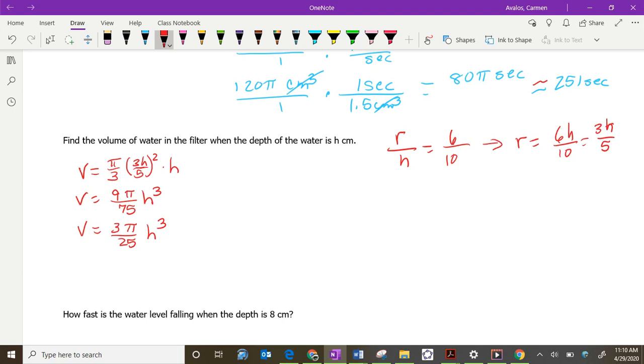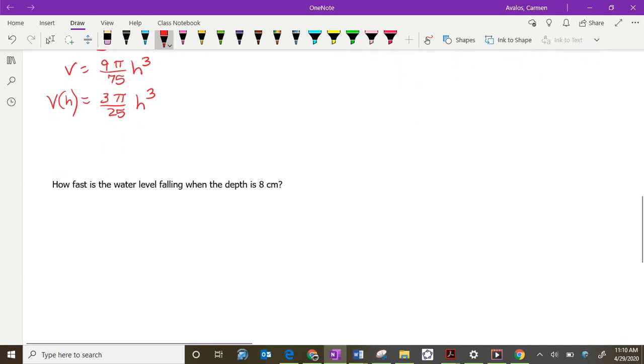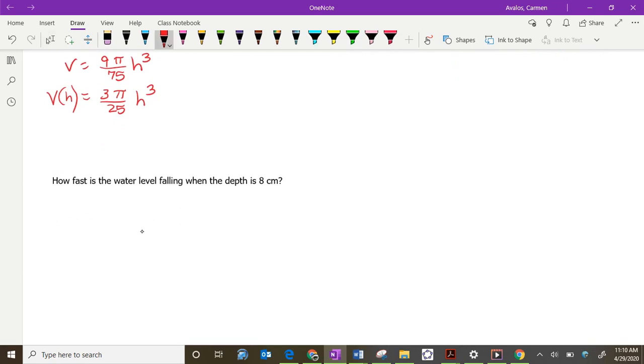Okay, so once you have that, that is your answer for that problem. Find the volume of the water in terms of H. So here, in terms of H, they're just telling you that they want you to have V of H. So we have found the formula there. Then the next one: how fast is the water level falling when the depth is 8 centimeters?